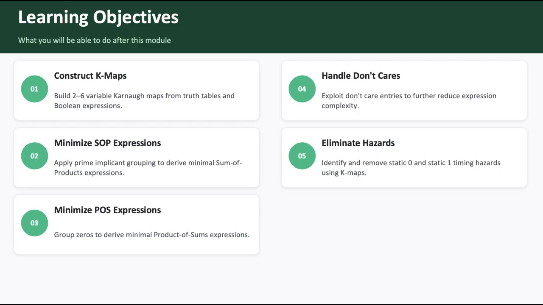Objective 4 is handling don't care entries. Some minterms are physically impossible or irrelevant to the system. We mark them with D and use them opportunistically to enlarge our groups and reduce expression complexity further. Objective 5 is eliminating timing hazards, brief output glitches caused by unequal gate delays. K-maps give us a direct, visual method to detect and eliminate them.